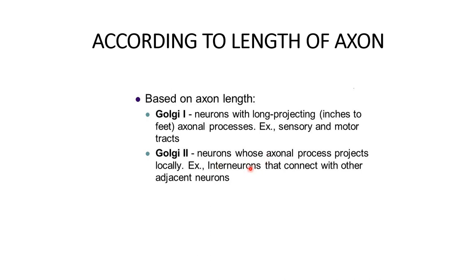And these are basically the interneurons that connect with adjacent neurons. So in Golgi type 1 you have a long axon found in sensory and motor tracts. In Golgi type 2 you have a comparatively short axon. Examples are the interneurons.